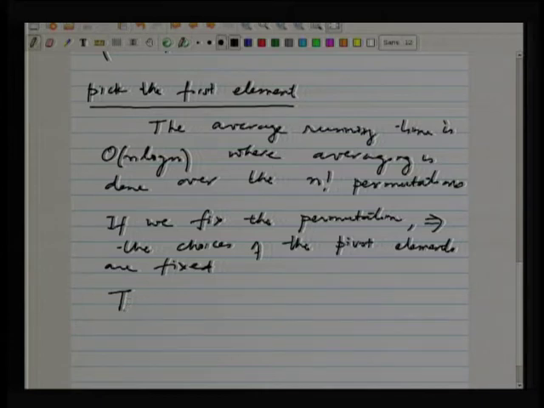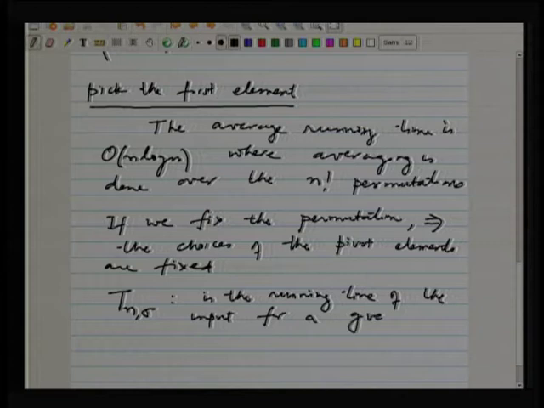So, let us denote that by T n, okay, let me call it sigma instead of pi. T n sigma is the running time of the input for a given permutation sigma. Right. So, this is fixed. As I said, once you fix the choice of the pivot elements, the sequence of choice of the pivot elements, T n sigma is fixed, right. There is no variation. Right.